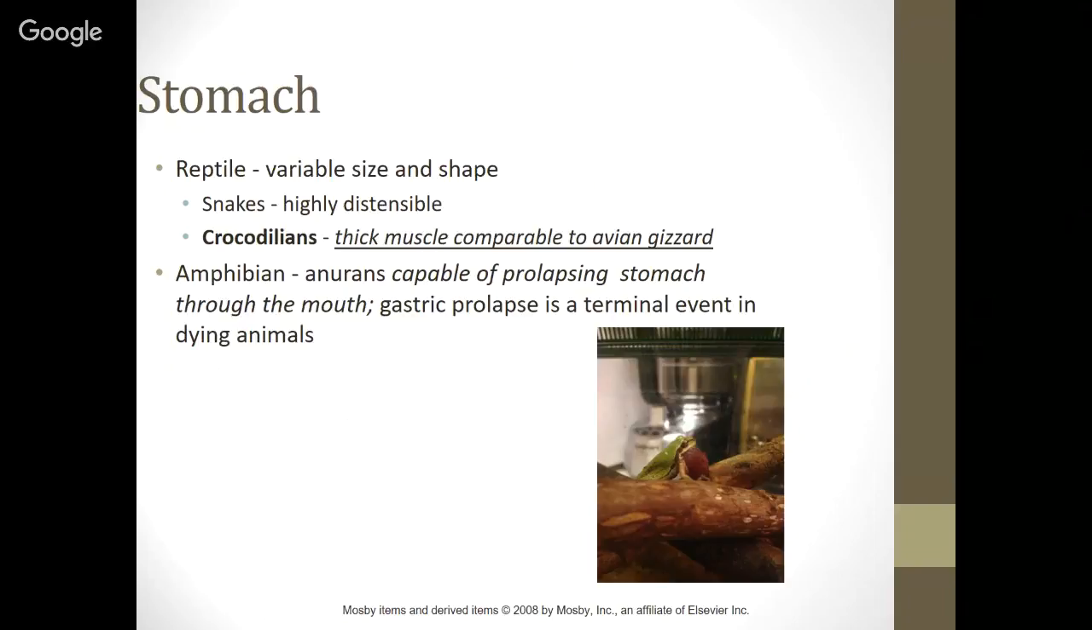Amphibians, anurines, are actually capable of prolapsing their stomach through the mouth. That's a bad thing. When you see that gastric prolapse, it's a terminal event in a dying animal. So you do not want to see that. When we used to see that when I worked in Banfield at PetSmart, I knew that the best thing we could do was to euthanize this animal.